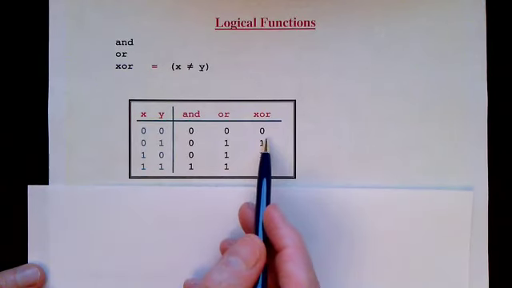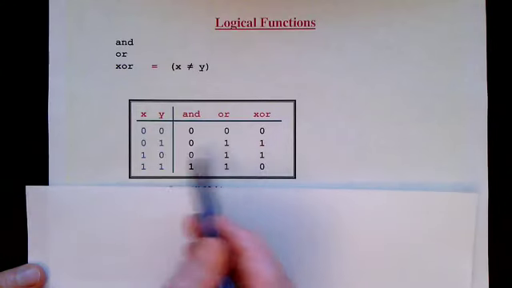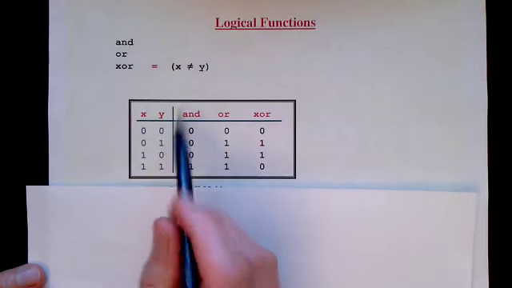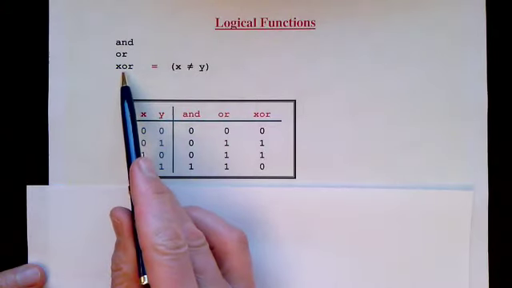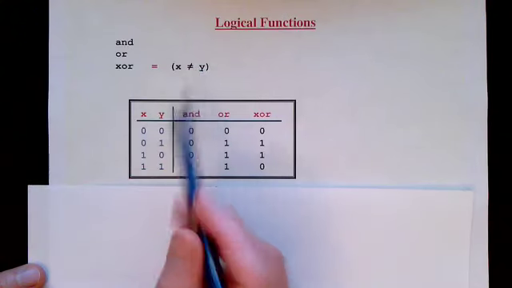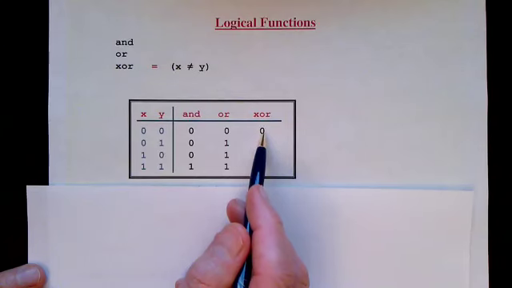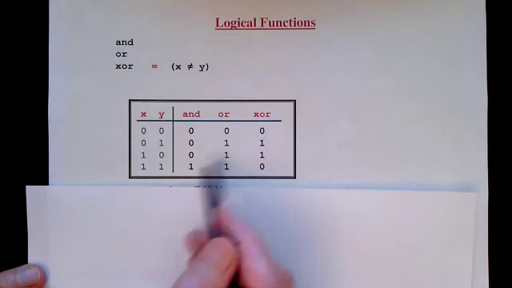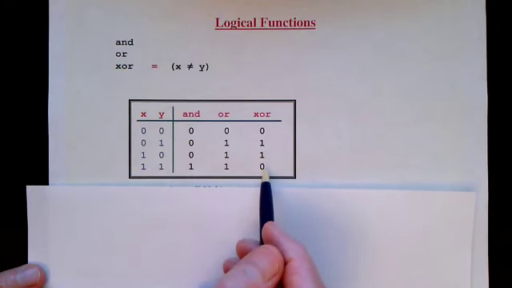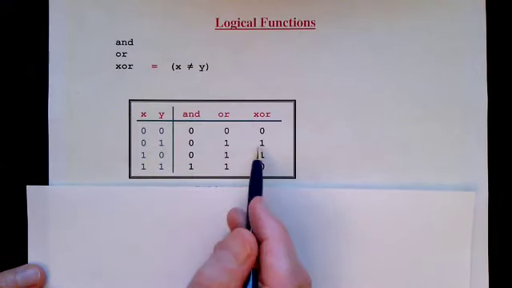And finally we have exclusive OR. Exclusive OR is defined to be 1 when its two arguments are different. So we can say that exclusive OR is the same as x does not equal y. When x and y are both 0, x exclusive ORed with y is 0. When they're both 1, x exclusive ORed with y is 0. But when they are different, the value is 1.